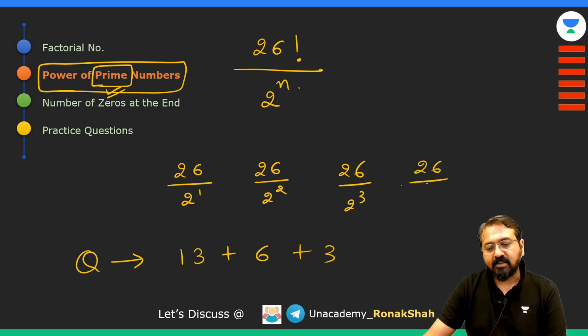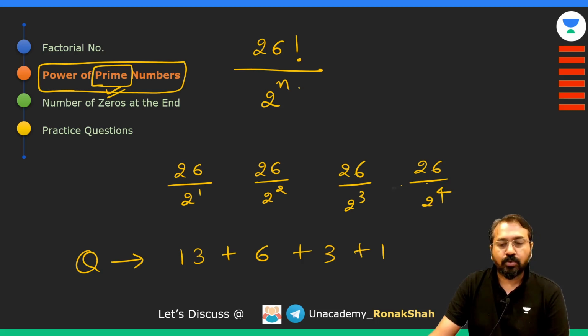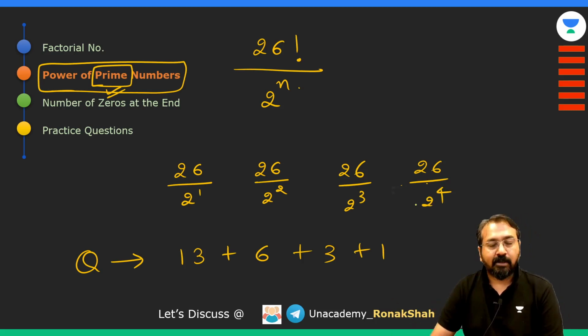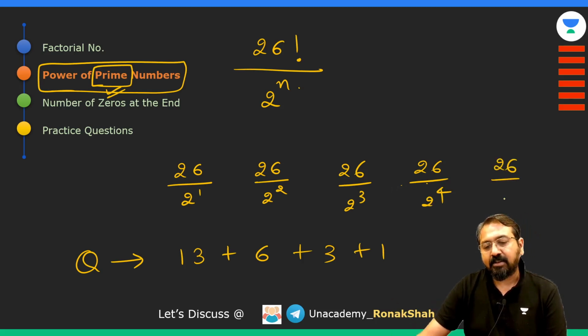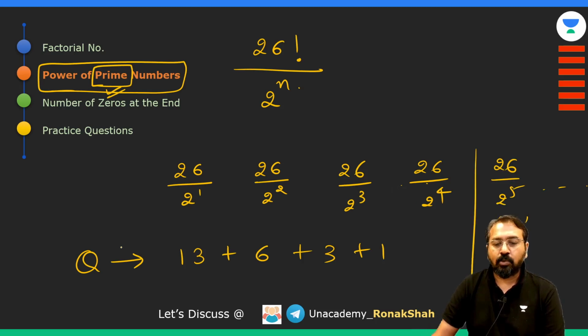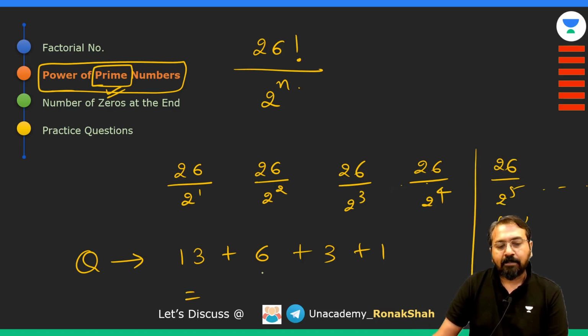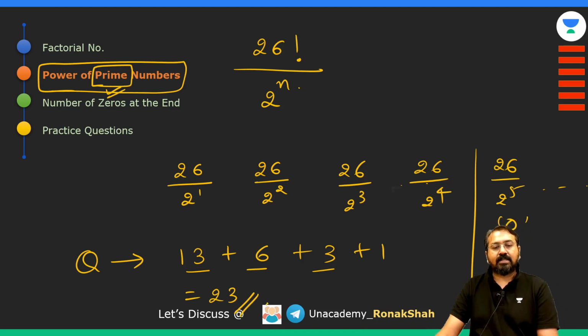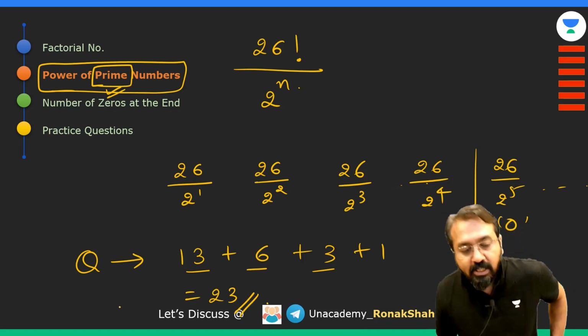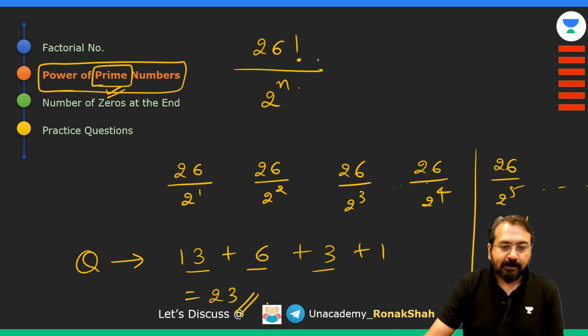Then 26 divided by 2 raised to 4, so quotient will be 1, because 26 divided by 16 quotient is 1, and remainder is 10. And 26 divided by 2 raised to 5, so can I say quotient will come out to be 0, and for any bigger power of 2 the quotient will come out to be 0. So we need to stop here. So total power of 2 in 26 factorial will be 13 plus 6, 19, plus 3, 22, plus 1, 23. So that's the highest power of 2 that will divide 26 factorial completely, right?